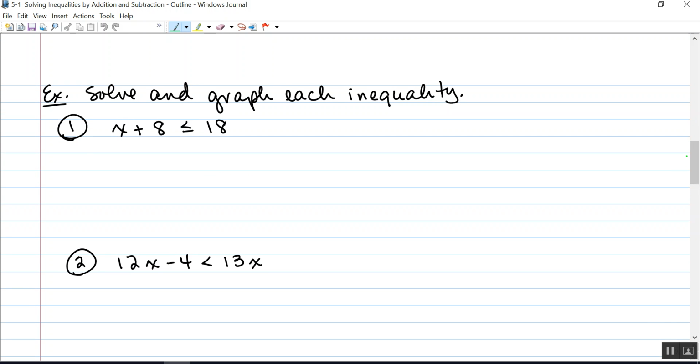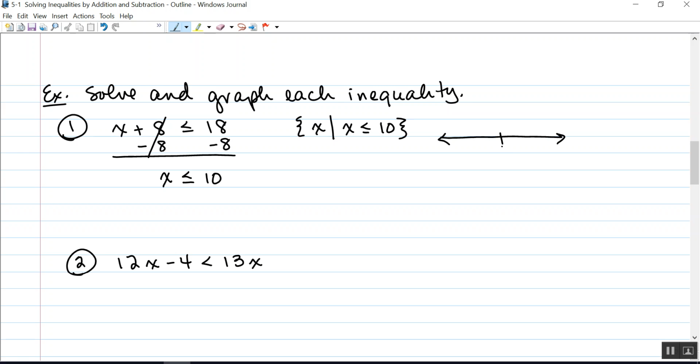So let's take a look at a couple examples here. We need to solve and graph each inequality. So we're going to solve this just as though it were an equation. To start with, I'm going to subtract 8 from each side. Those cancel out, so I have x is less than or equal to 10. I'm going to write it in set builder notation, the set of all x, such that x is less than or equal to 10, close curly brackets. I'm going to draw a number line that has 10 in the middle, and one number larger and one number smaller. And since this is an or equal to, it's going to be a solid dot over the 10, and less than is going in the negative direction.